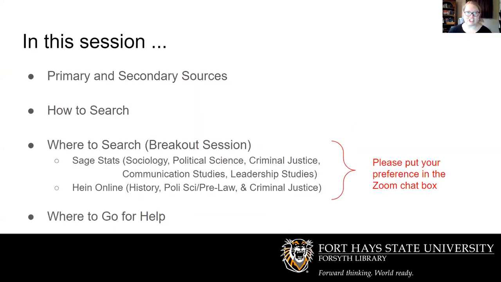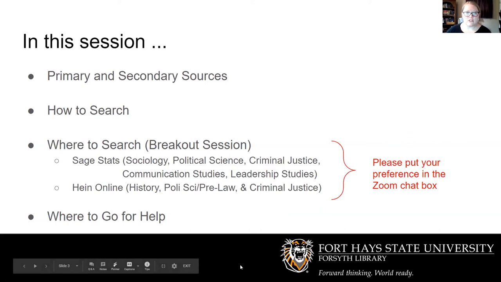In today's session, we will be discussing primary and secondary sources, how to search for sources, and where to search for resources, covering both databases Sage Statistics and Hine Online. We will wrap up the session by telling you where to go for help and how you can get some additional information on utilizing all of these great library resources. Without further ado, I would like to turn the program over to Brian Gribben.